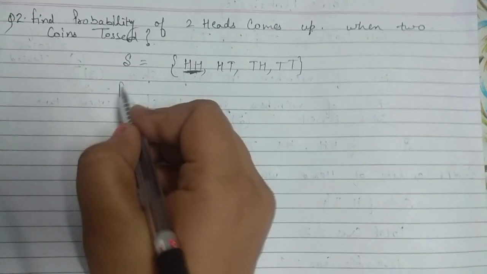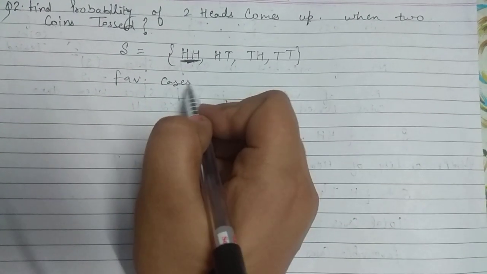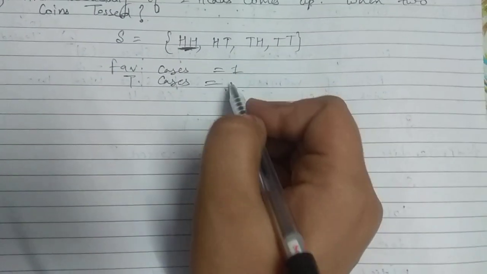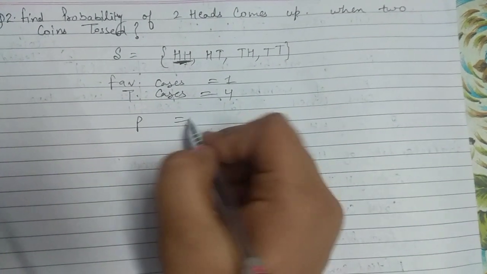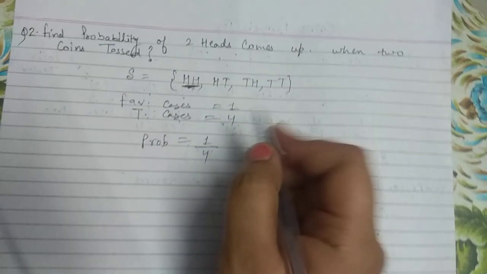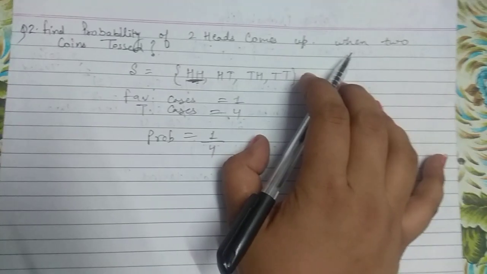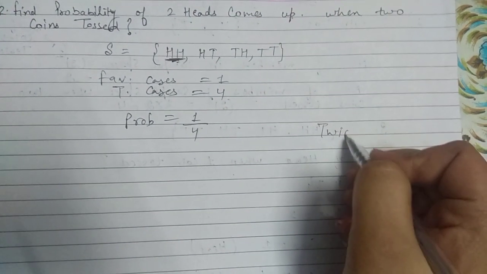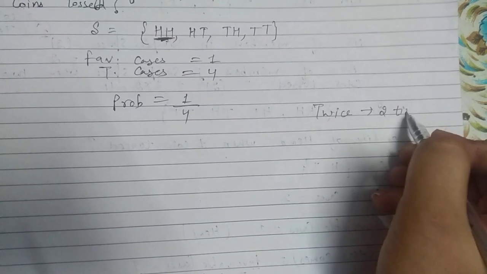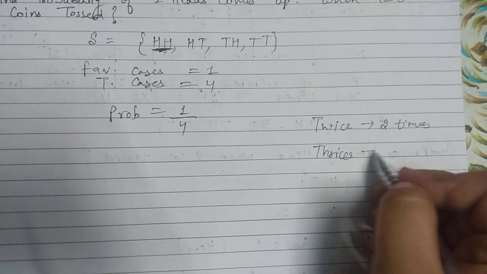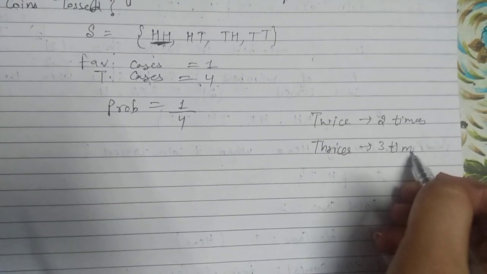So the favorable case is 1 and total cases are 4. Why 4? There are 4 members in the sample space. So what is the probability? That is 1/4. Sometimes they say that one coin is tossed twice. Twice means two times. If they say one coin is tossed thrice, that means three times.